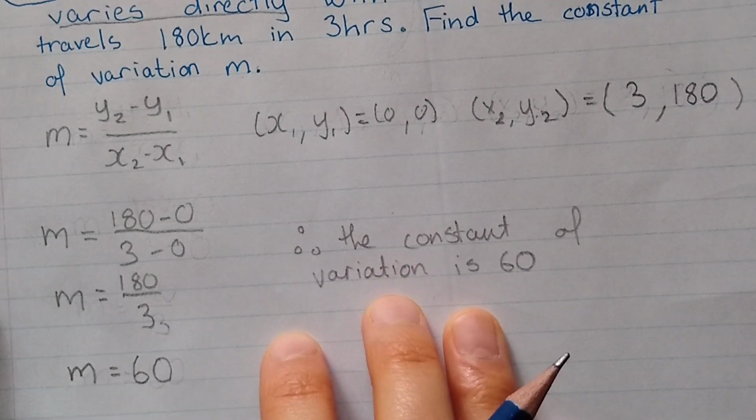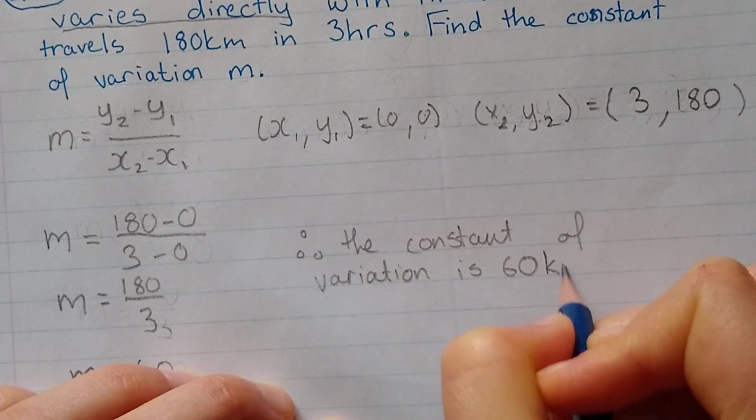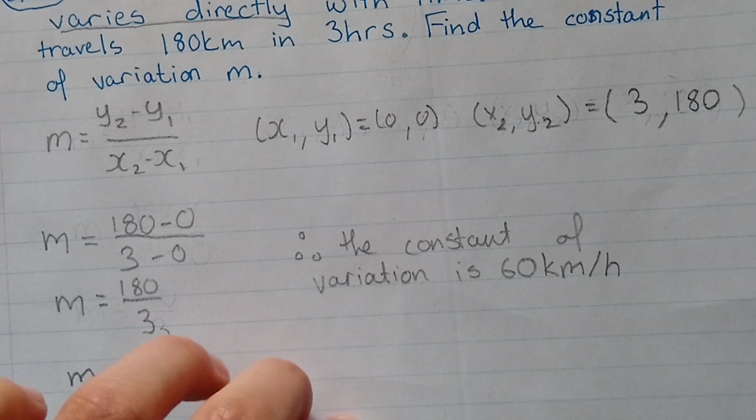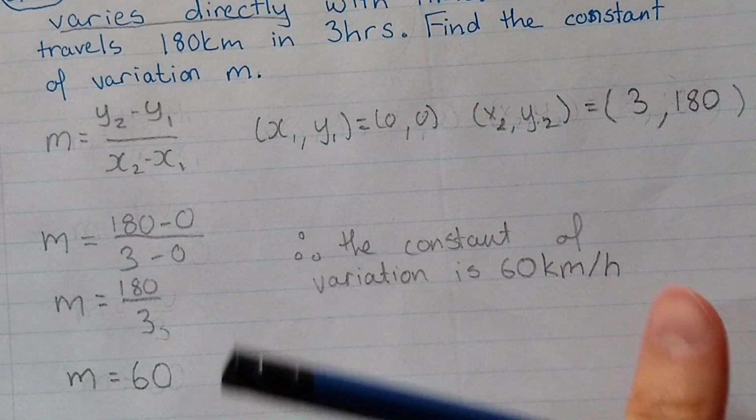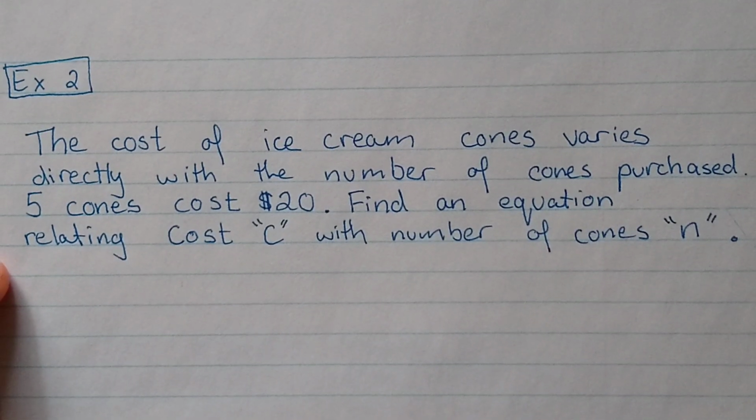Okay, now moving on to the next two examples, and I just have to add, because I forgot our units, 60 kilometers per hour. Then we're going to go on to a second example here.